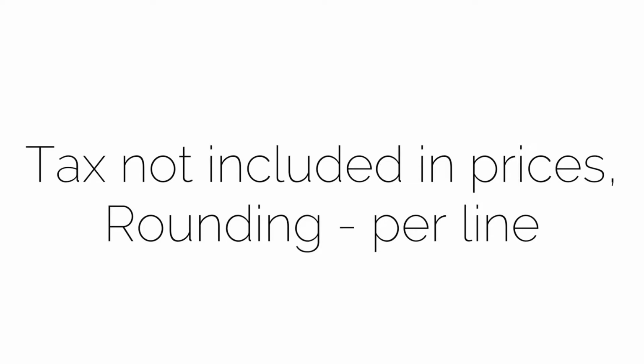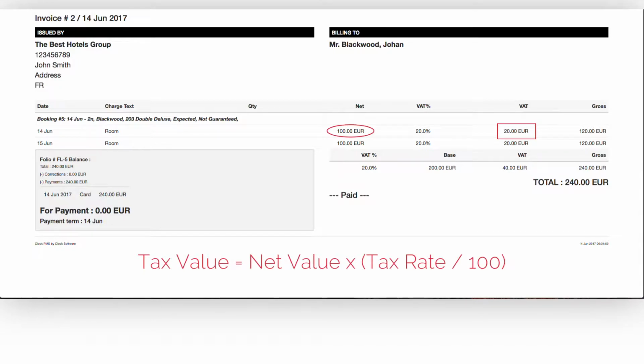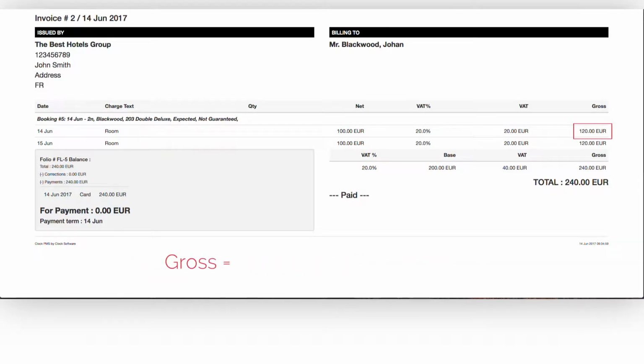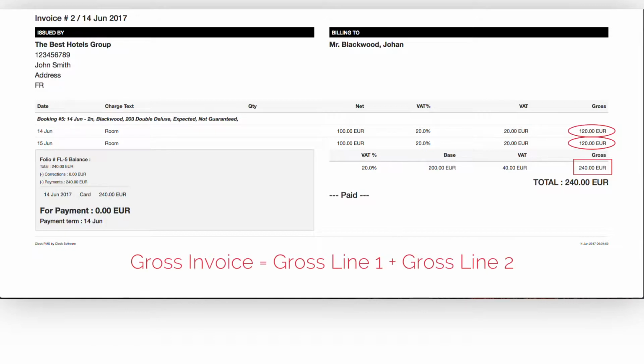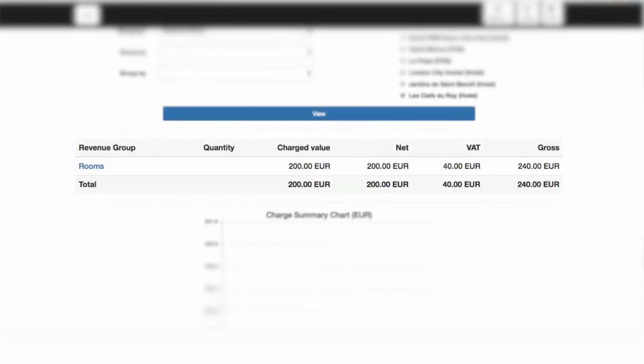The next option is tax not included in prices, rounding per line. The tax amount of each line is calculated on the basis of the following formula. The tax value equals the banker's rounding net value multiplied by the tax rate divided by 100. The gross value for each line is equal to the sum of the net amount and the tax amount in this line. The gross amount of the invoice is equal to the sum of the values in the lines of the gross column. The total tax amount of the invoice is equal to the sum of the values in the lines of the tax column. For each tax rate, the sum of the corresponding tax amount is shown in the reports. In the charge and folio reports, the net, tax and gross amounts are presented.